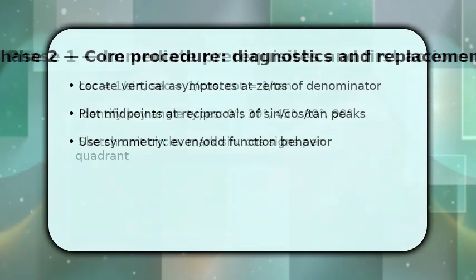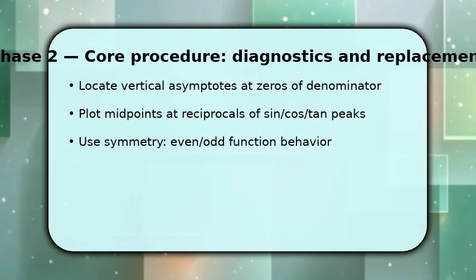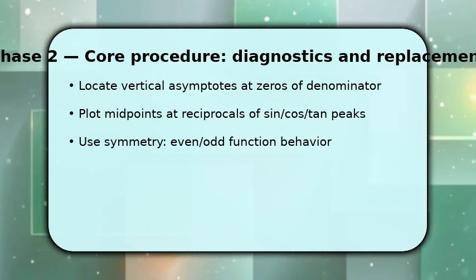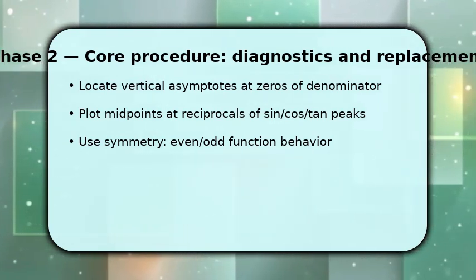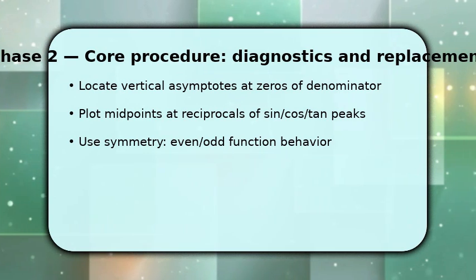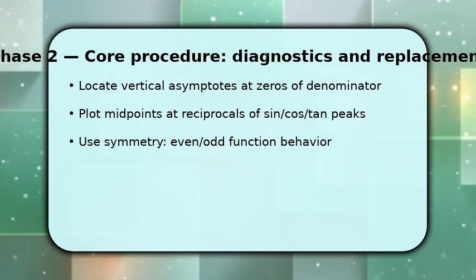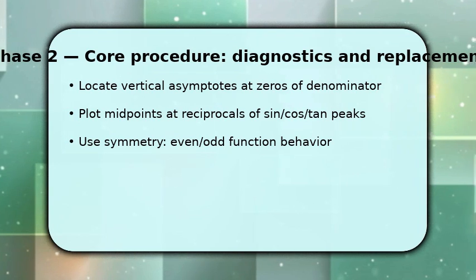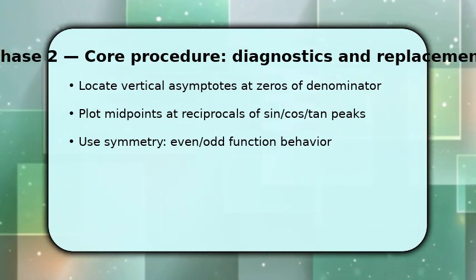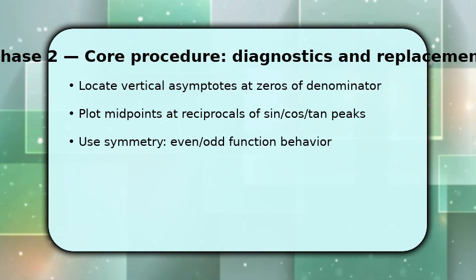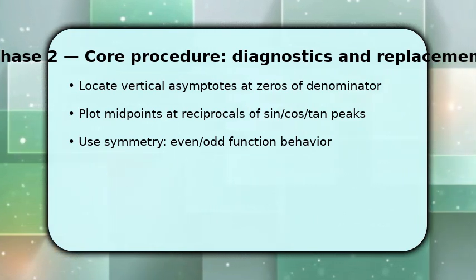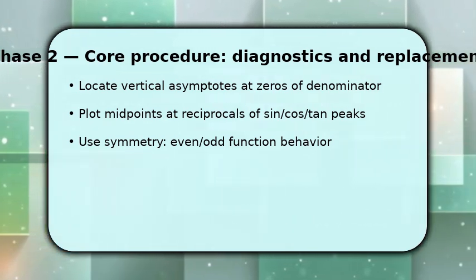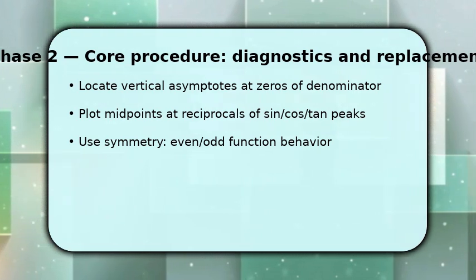Now you map asymptotes. Mark vertical lines where the denominator is 0: csc and cot at sin zeros, sec and tan at cos zeros respectively. These are forbidden x values. Then sample points between asymptotes. Compute reciprocal values at peaks and zeros of sine/cosine so you know curvature direction. Make smooth branches that approach asymptotes and pass through reciprocal extrema.